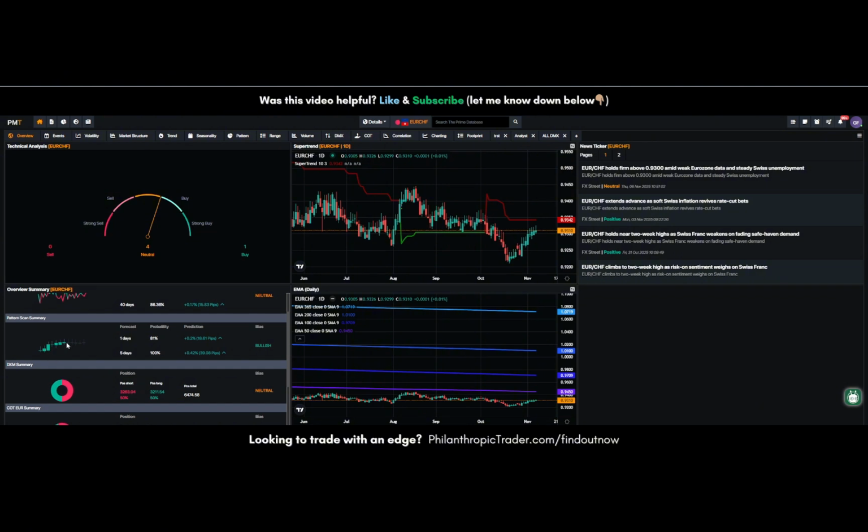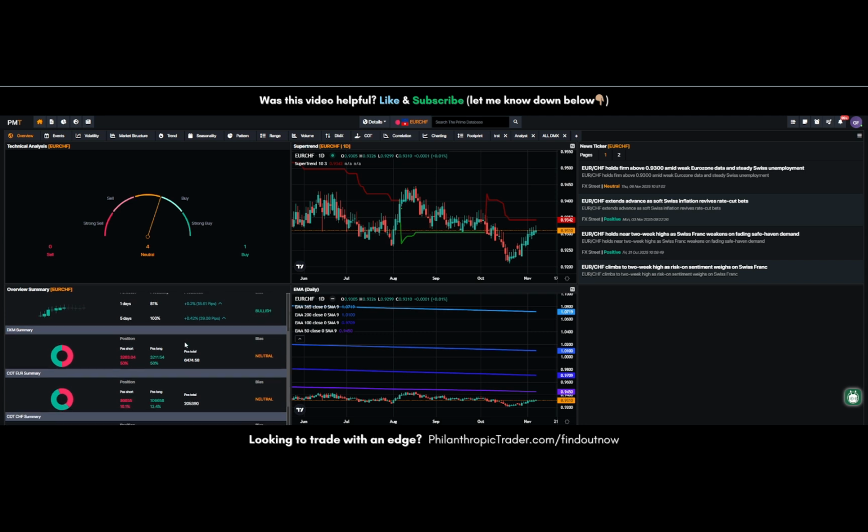Here we see a pattern scan summary, which, as I mentioned earlier, uses an advanced AI system. I'm not sure how exactly it operates, but they have an AI that scans specific patterns in the past, and it says bullish.